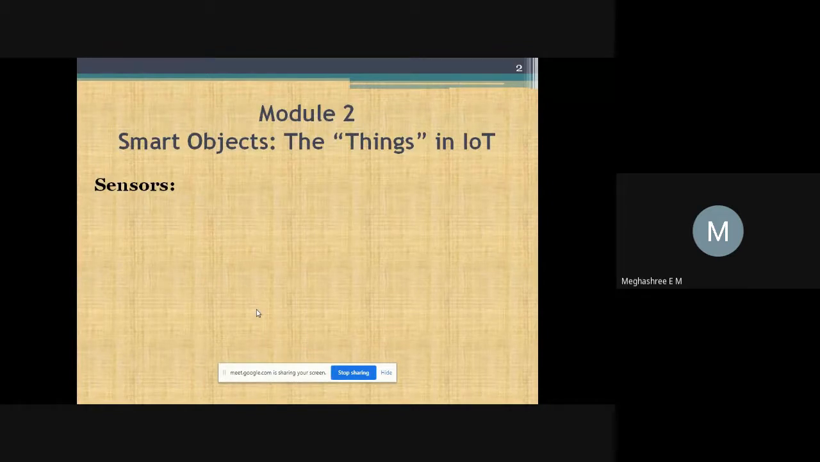So what is a smart object? As I said, it is things in IoT. What does it mean? The Internet of Things is nothing but a collection of sensors, which send the data that is transmitted over the network and stored in the cloud, where the processing of data will be done. Based on this processing, the required decisions will be taken and implemented. So this is the overview of how IoT works. So let's start with sensors.